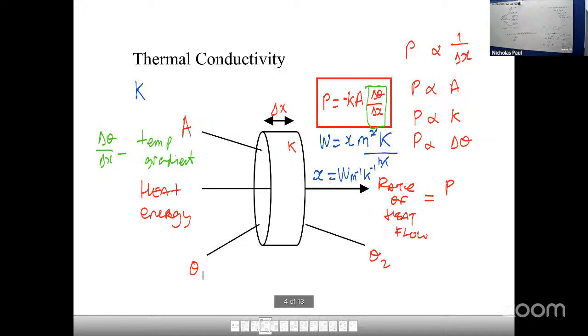What would happen if there's a high temperature gradient? What would the rate of heat flow be, high or low? High. Right? So it will be high.